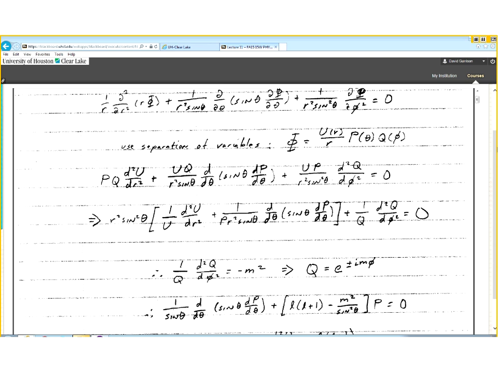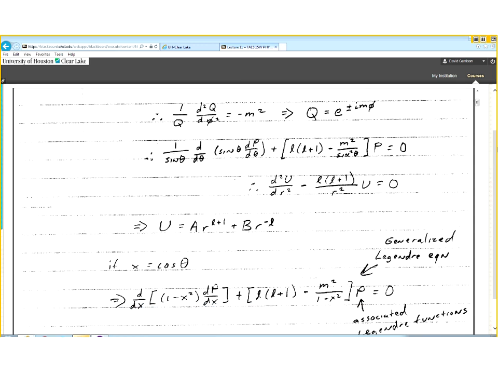We take the phi term and say that's equal to a constant, and we say that constant is equal to minus m squared. The solution to the differential equation is then Φ equals e to the plus or minus i m phi. Okay? Same as last week. So now we take that constant and plug it into the other equation.